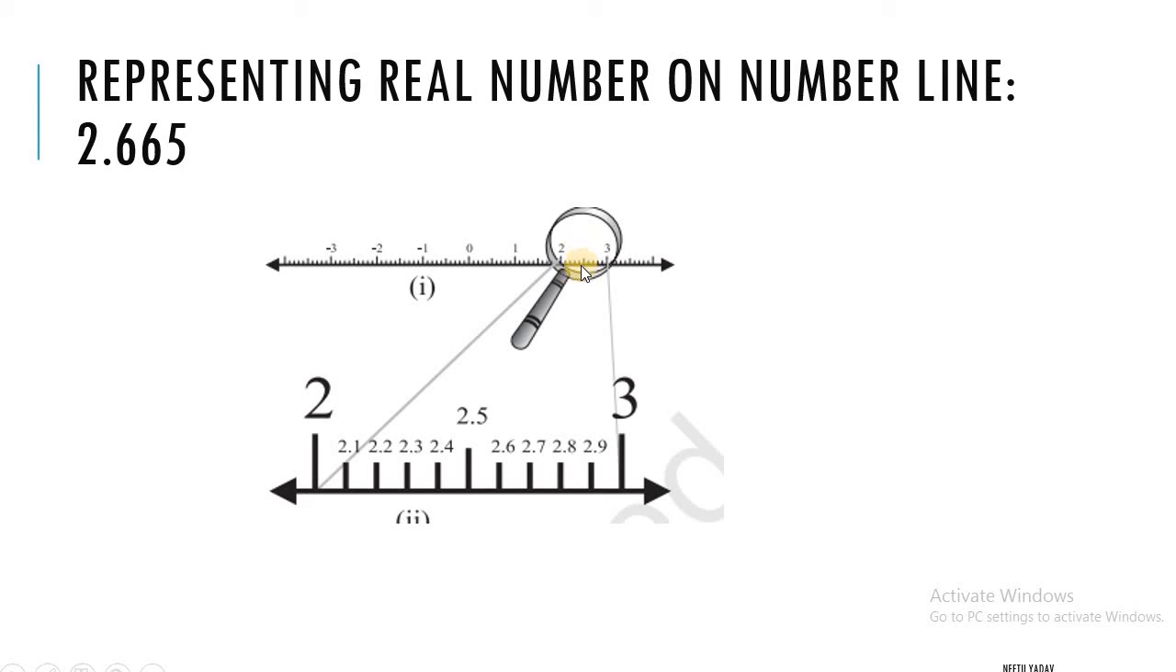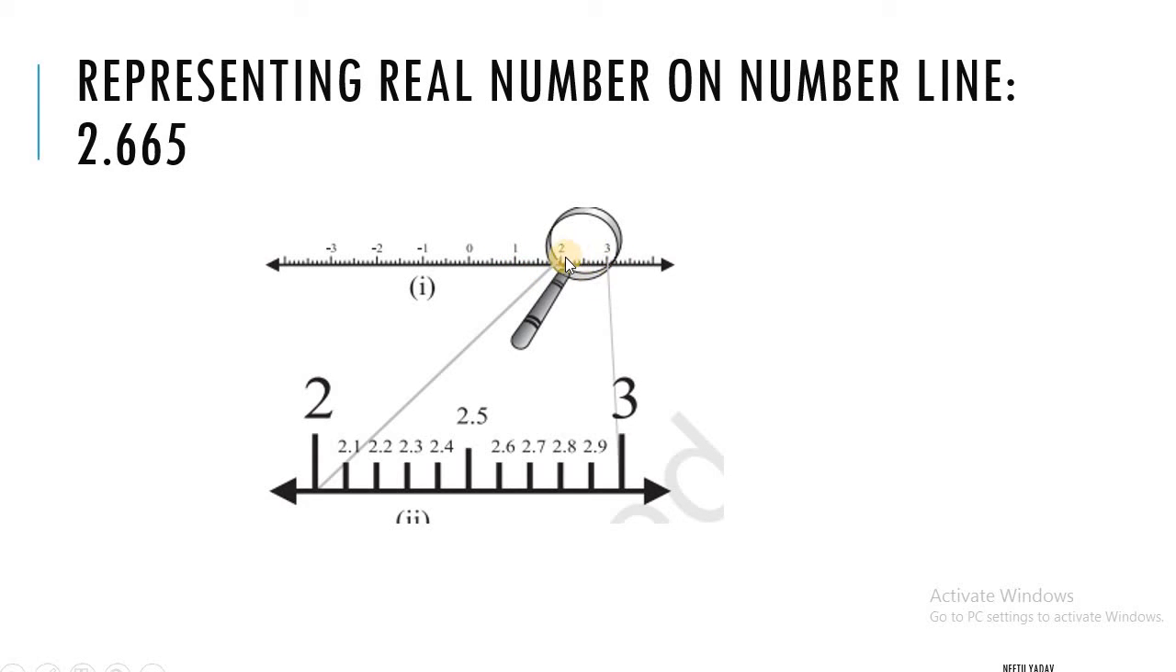What if someone told you express 0.3 on the number line? So this is 0, and after 3 lines, that is this one, you can express 0.3 here. But what if someone told you express 2.665 on number line? So for that case, we know that we cannot express 2.665 directly on the number line.